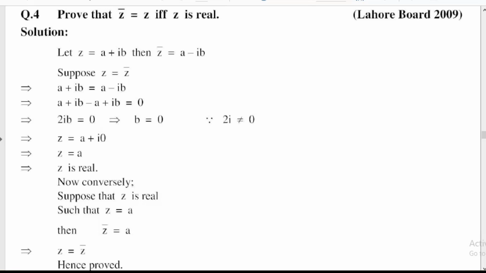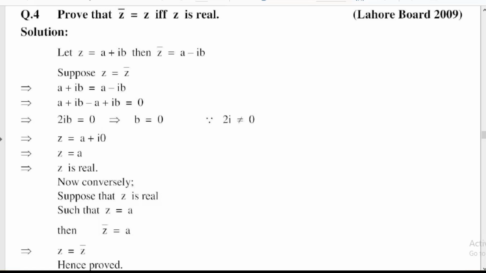So put b is equal to 0 in complex number z. So z is equal to a plus iota 0, so z is equal to a, so z is real. Next, according to the question, that is if and only if z is real.